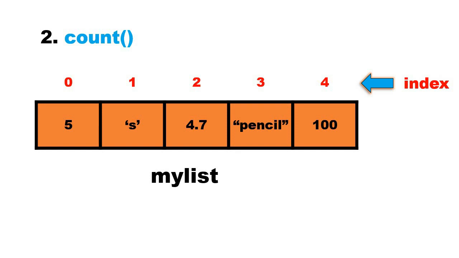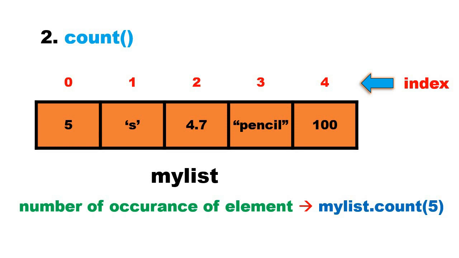So how to access this count? You have to give mylist.count. As I said before, you have to give the list name dot the function name. And I'm passing 5 as the element inside the count. So it will retrieve the result as 1 because 5 is present in the list only 1 time. If 5 is present 10 times, it will retrieve 10. Okay, so count is basically used to retrieve the number of occurrences of an element.